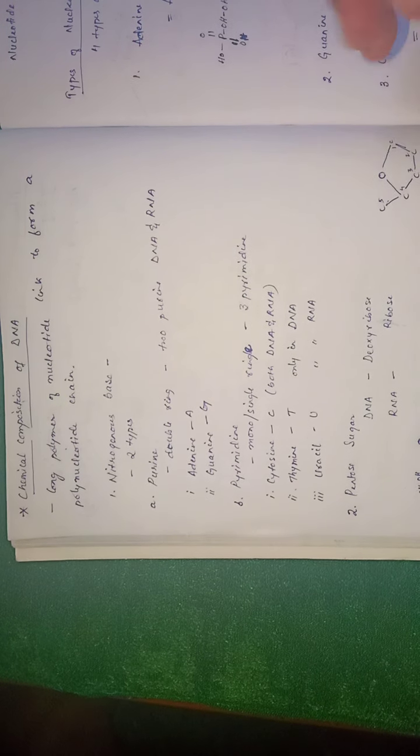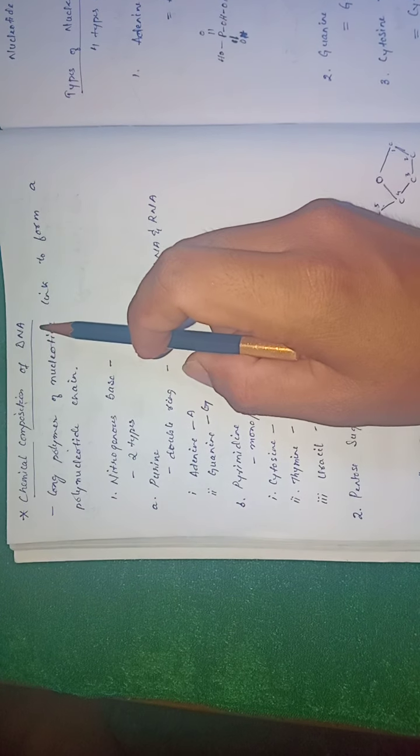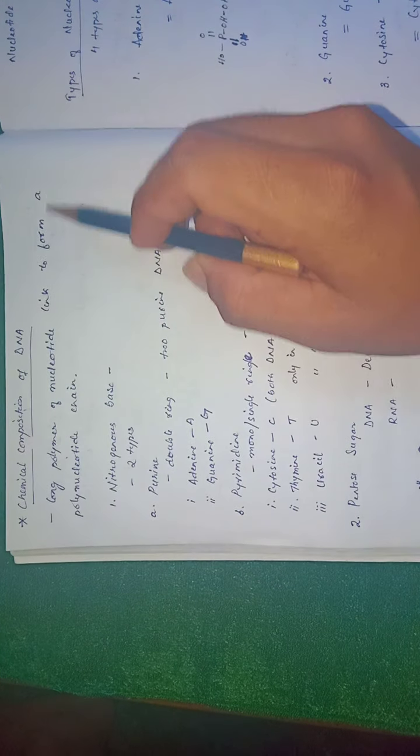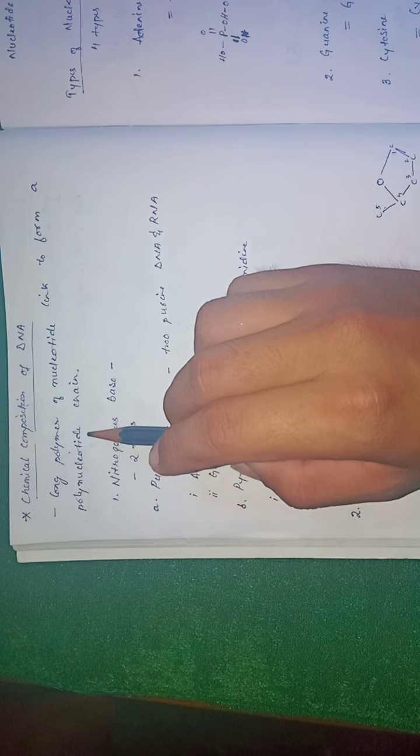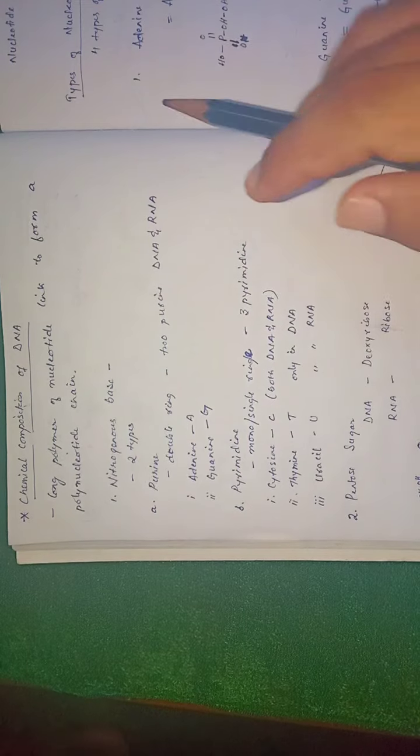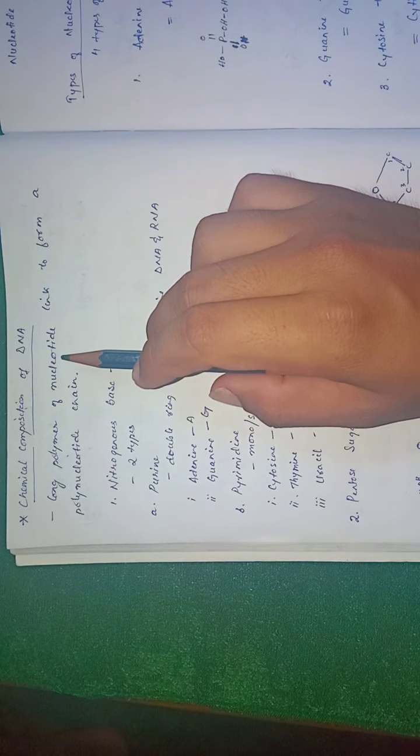Hello, let's discuss the chemical composition of DNA. DNA is a long polymer of nucleotide chains linked together to form a polynucleotide chain. Poly means many, so many nucleotides group together to form this polynucleotide chain. In order to understand the nucleotide, let's first discuss the components of the nucleotide.